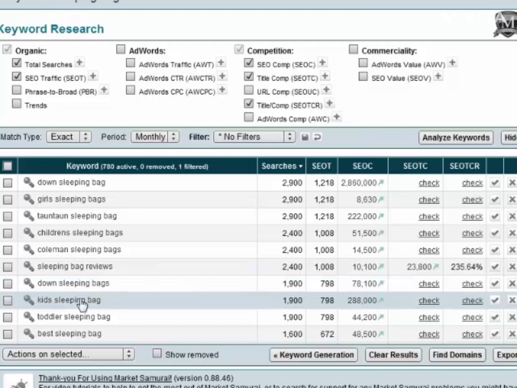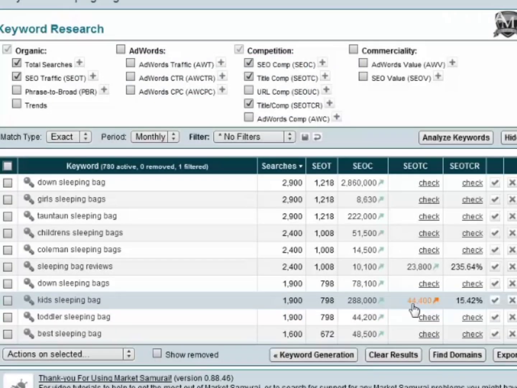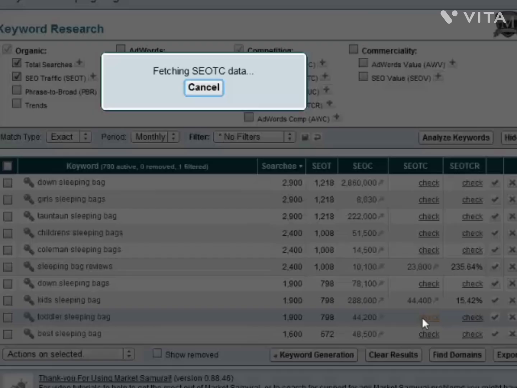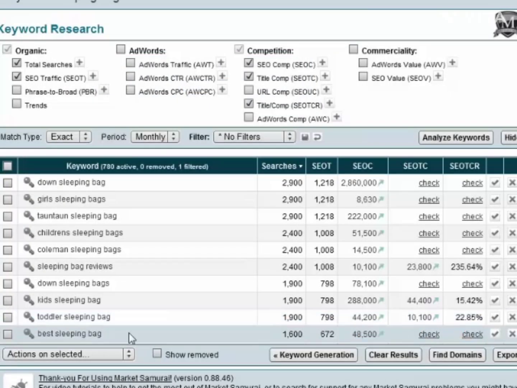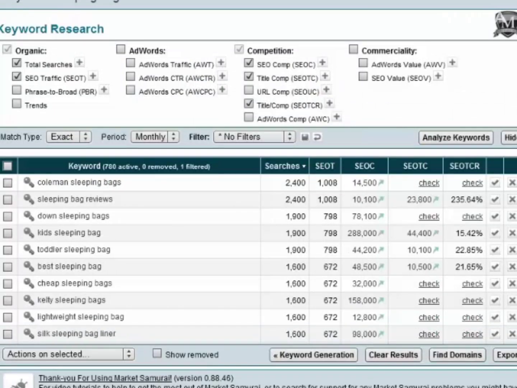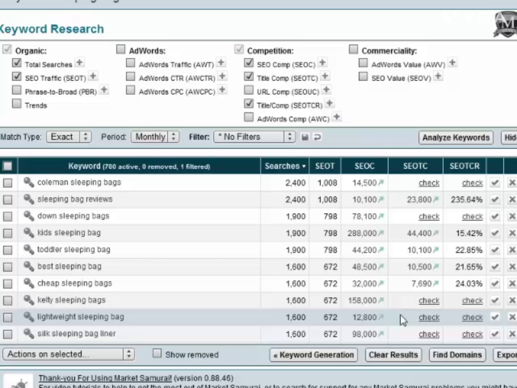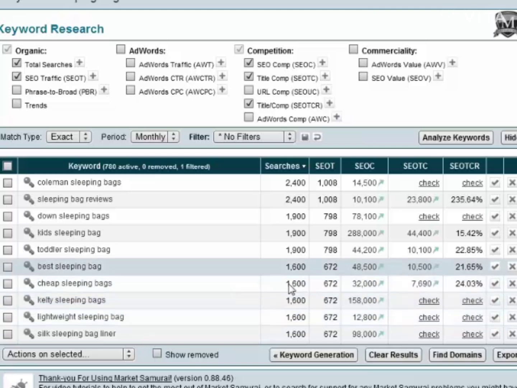We have down sleeping bags, kids sleeping bag. Let's check that one out. 44,000. Toddler sleeping bag, only 10,000. Best sleeping bag. So people wondering, what's the best sleeping bag? Let me check that one. And that's only got 10,000, which is very low. We have cheap sleeping bags. We can check that one. Only 7,000. So I can tell already just by looking at these that there's a lot of low competition terms that are still getting fairly good traffic.